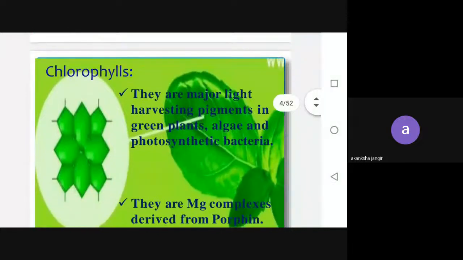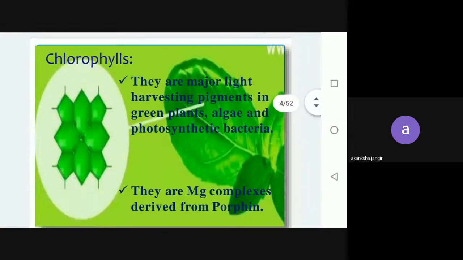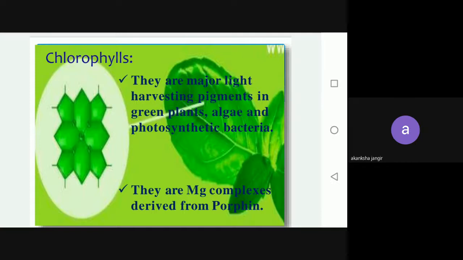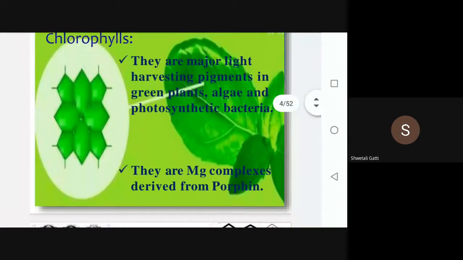Now we'll see about the chlorophylls. Which metal is found in chlorophyll? Magnesium. So this is one of the questions sometimes asked. Remember, magnesium is found in the chlorophyll structure. So what type of color does this have? Green color. And this structure you are seeing in green color.